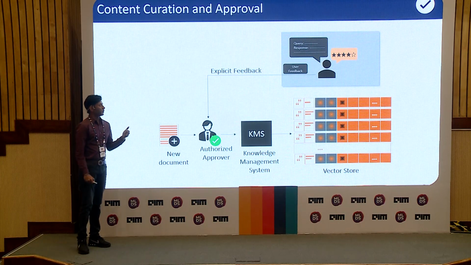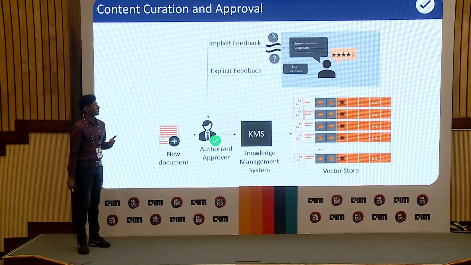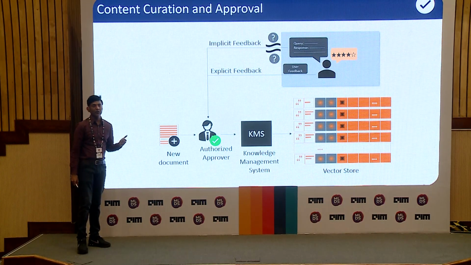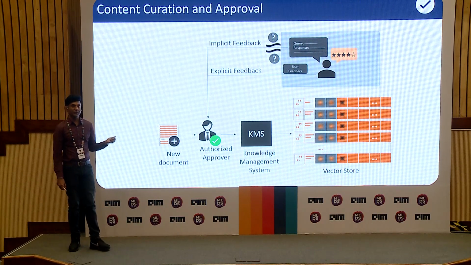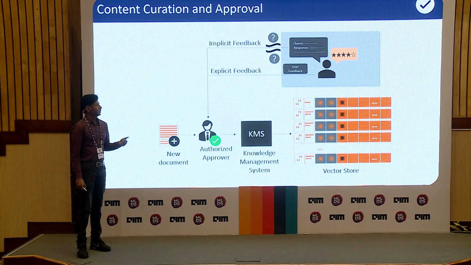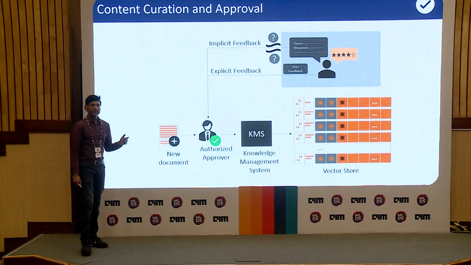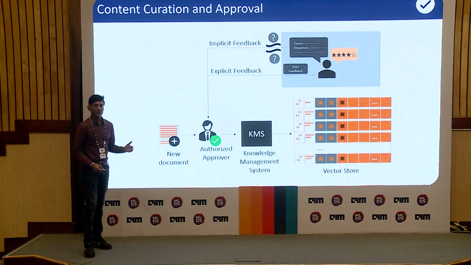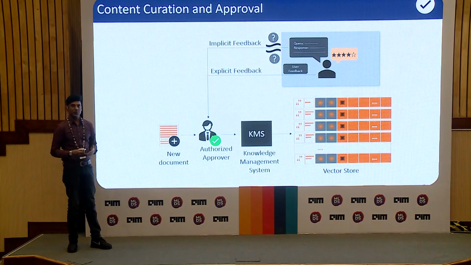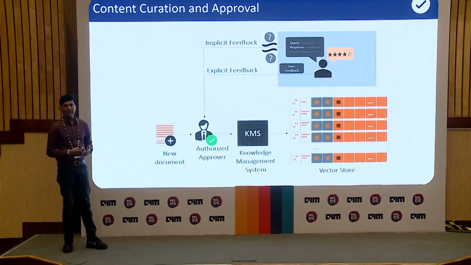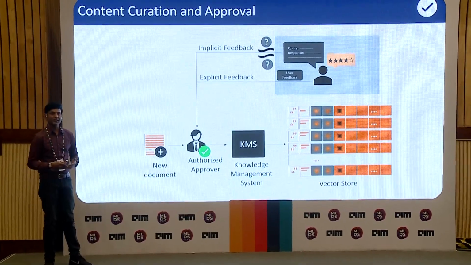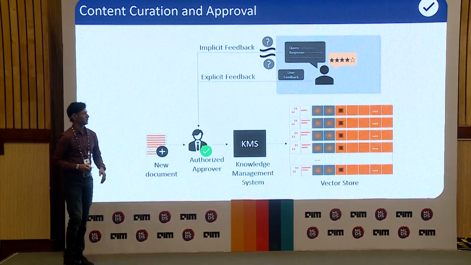One additional thing which we are doing here is that in case if the user is not providing the explicit feedback, we are trying to calculate the implicit feedback. How are we doing that? We are looking at the sequence of questions that were asked by the users, and we see how similar the subsequent question is. If the similarity score is higher, it gives an indication that the user is not satisfied with the response from the previous question.